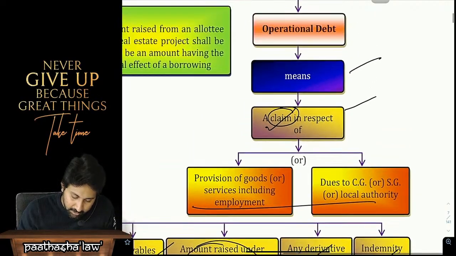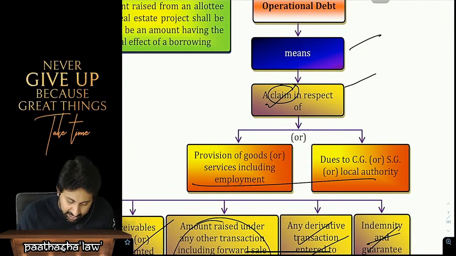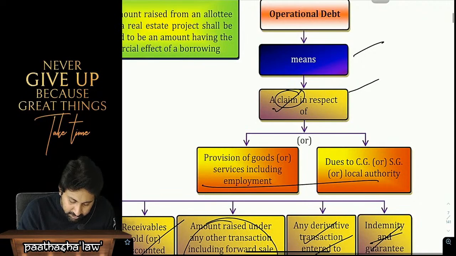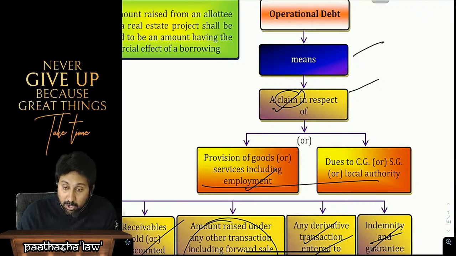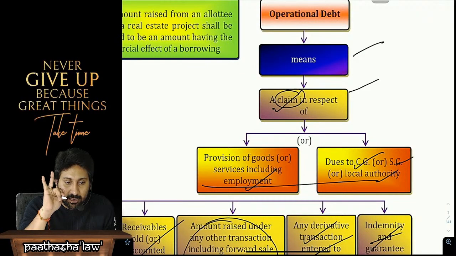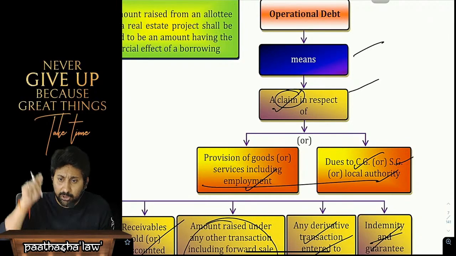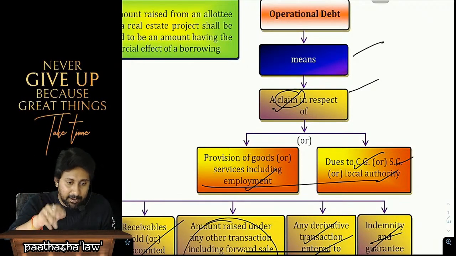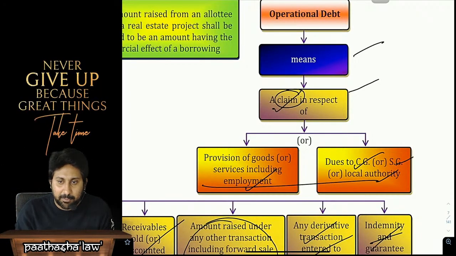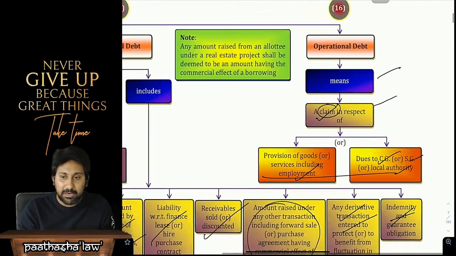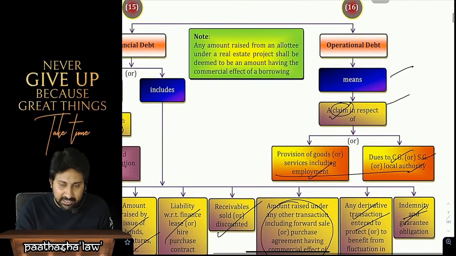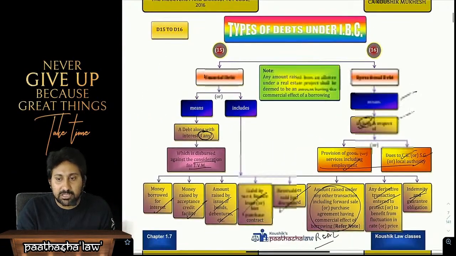Next. Operational debt means a claim in respect of provision of goods or services, including employment, or dues to the Central Government, State Government or local authority. If you fail to pay taxes properly, if you fail to pay dues, duties and cess etc. to the local authority, gone. You will become the corporate debtor, that government will become the operational creditor, and your debt becomes an operational debt. You may be subjected to the provisions of CIRP.